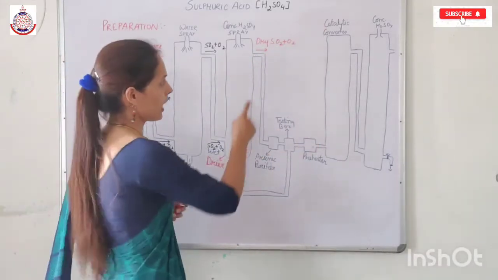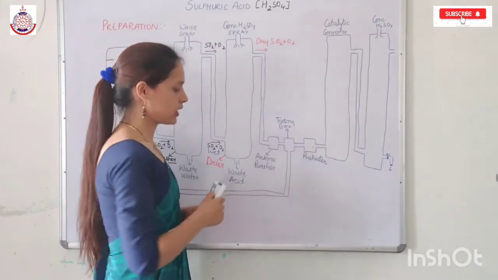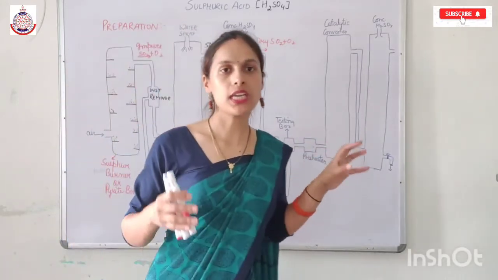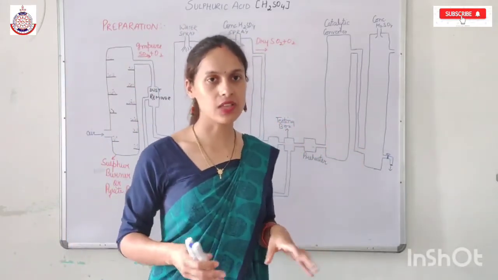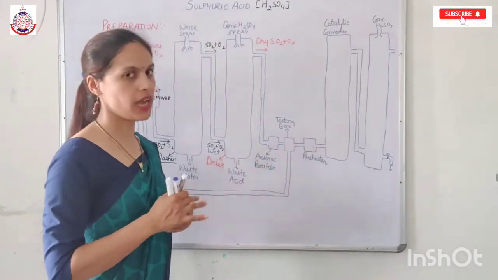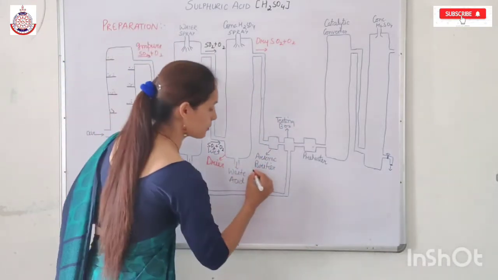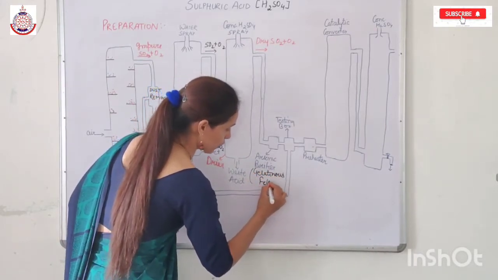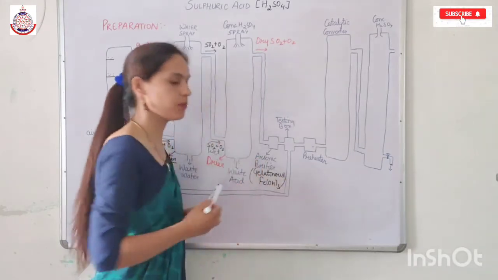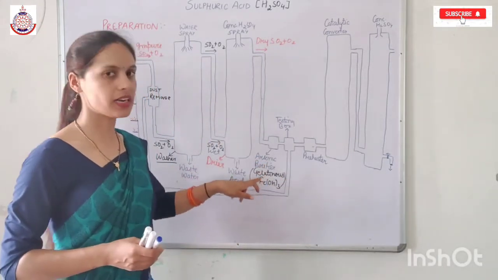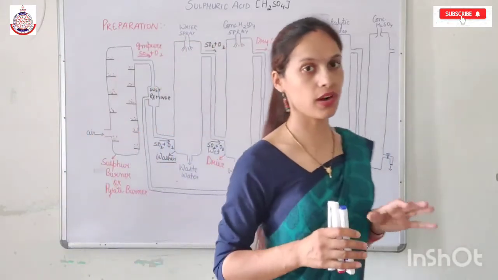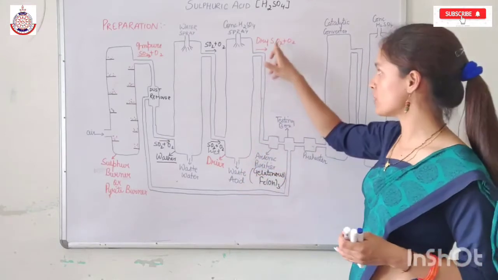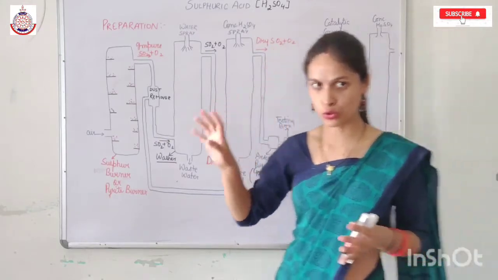Now it will enter this particular chamber, which is known as arsenic purifier. Whatever arsenic impurity is present in the sulfur dioxide is removed in the arsenic purifier, because this arsenic purifier contains gelatinous Fe(OH)3, which absorbs the arsenic impurities present in dry SO2 plus O2.